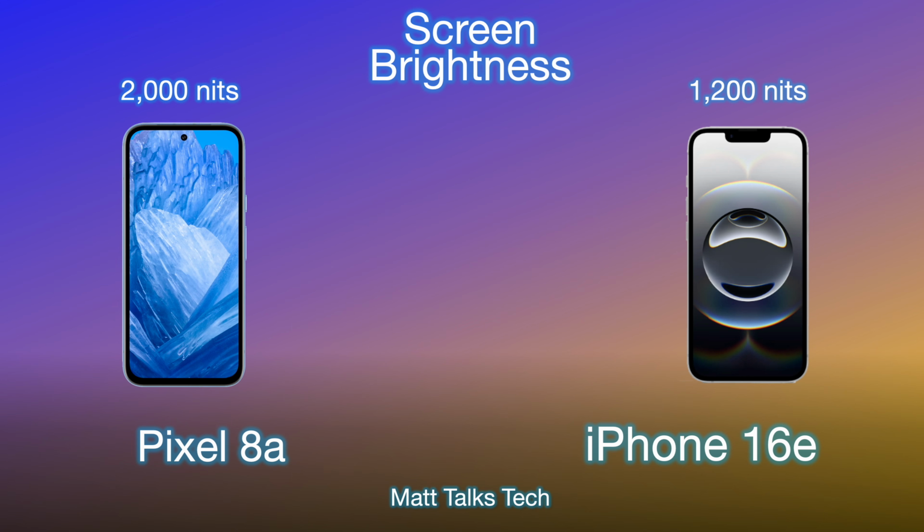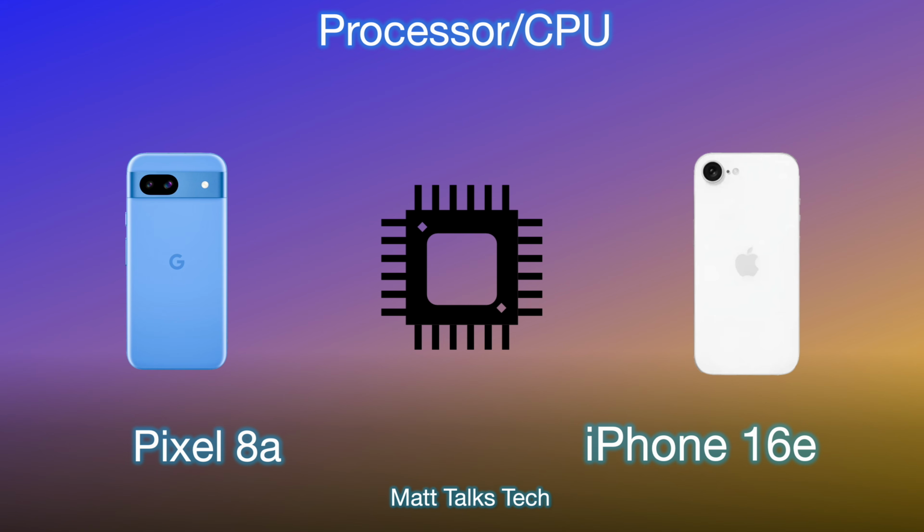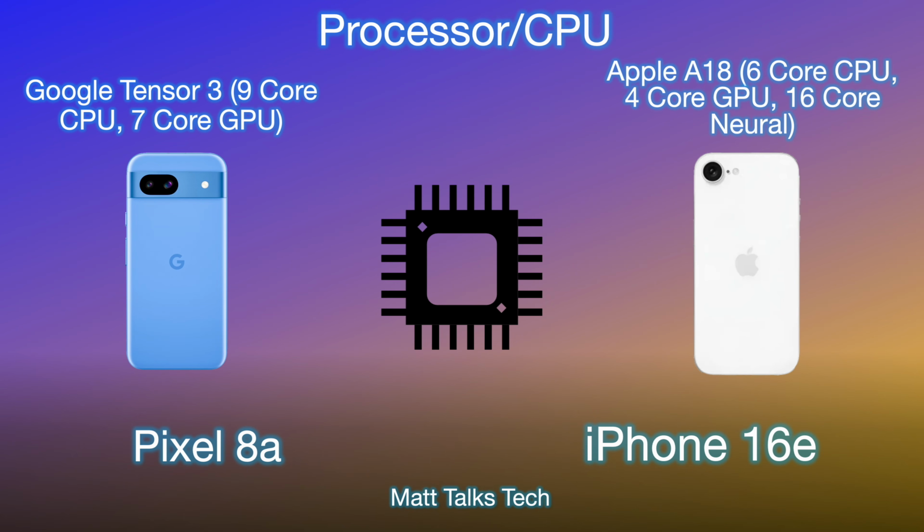But then moving over to the processor and the CPU, well, both of these phones actually have homemade chips inside of them, or more the fact that the engineers at these companies have actually architected the chips and not borrowed one and stuck it in their phone. So the Pixel 8a has the Google Tensor G3, and this is a 9-core CPU and also has a 7-core GPU.